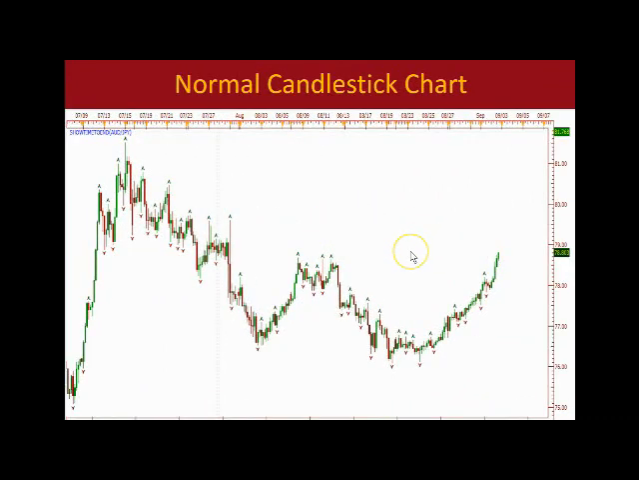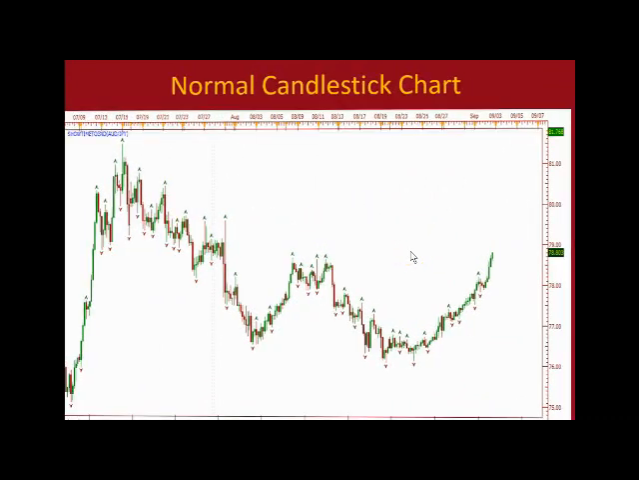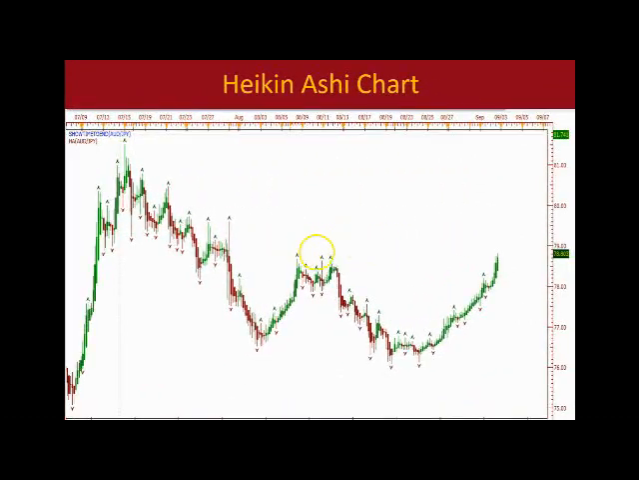So here's a normal candlestick chart as opposed to a Heikin Ashi candlestick chart. You can see it eliminates a lot of the noise and helps you to define the trend. You can see which way the market is definitely going. When the market is green, we're bullish and you stay in your trade. And then when the market is red, we're bearish and you stay in your trade.